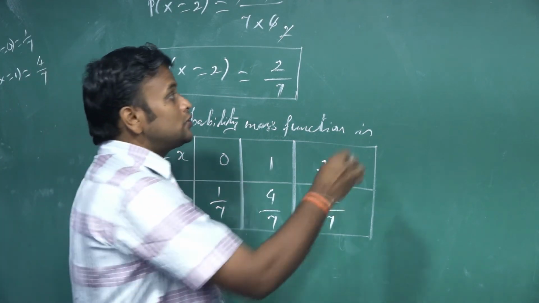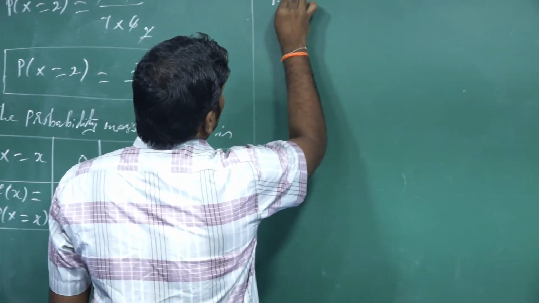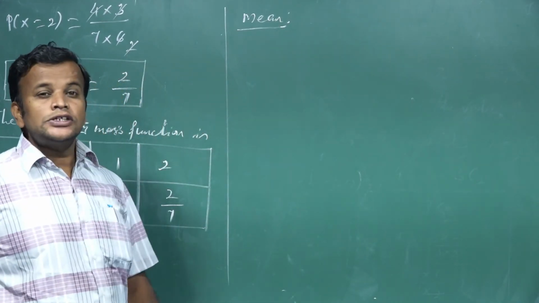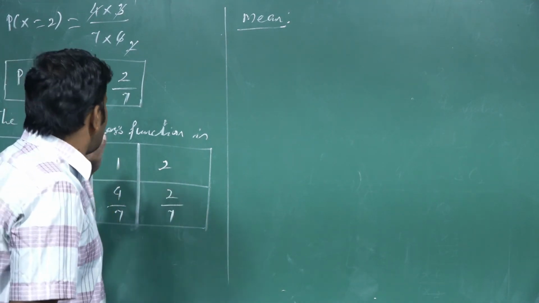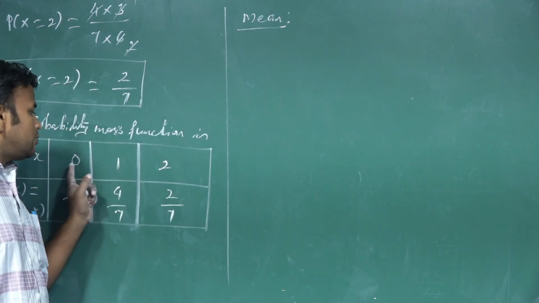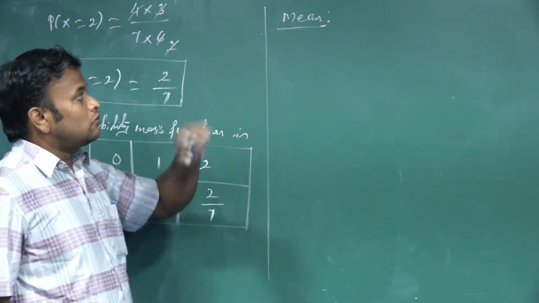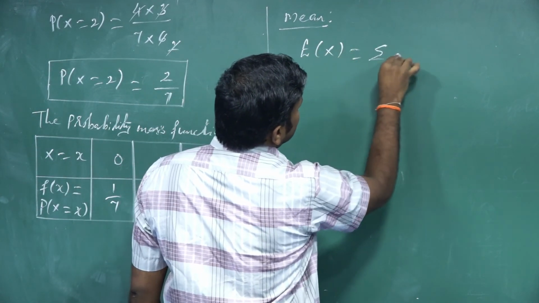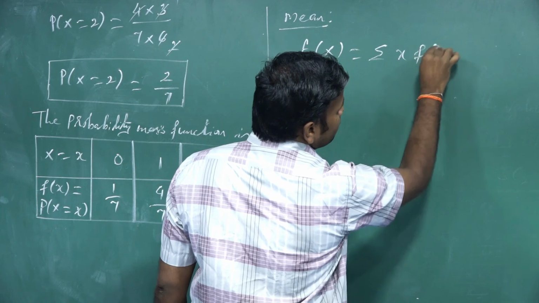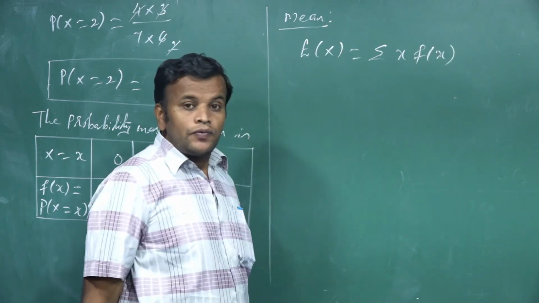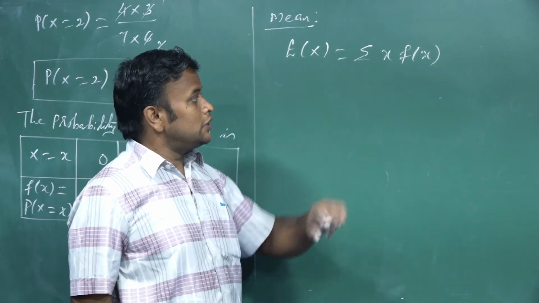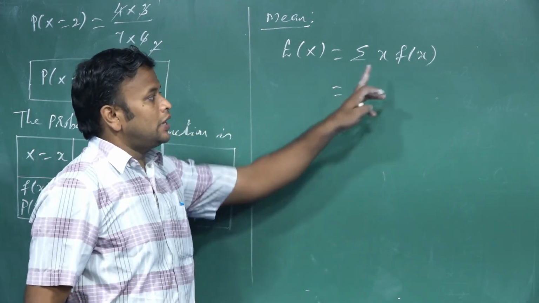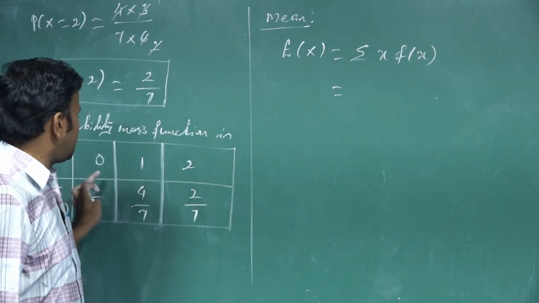Next, to find the mean also. There are 2 questions given. One is the probability mass function and the other one is the mean. It is a discrete random variable because the random variable has just 3 values. So next, to find the mean. Here the formula of mean, E of x is equal to summation of x into f of x. It follows a discrete distribution, so the formula is summation. Summation means we multiply x into f of x. What is the first value of x? 0.